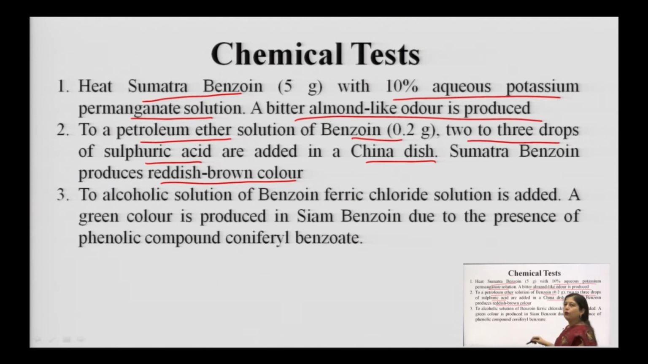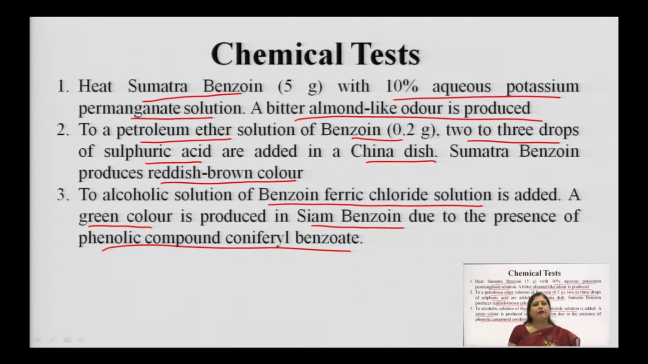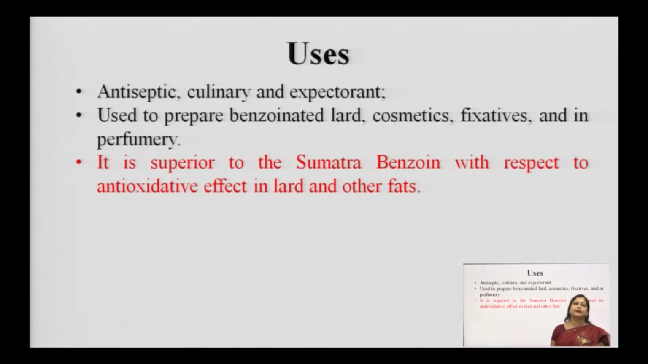And then, if we take benzoin and add ferric chloride solution in alcohol and leave it, what will happen? Siam benzoin will produce a green color due to the presence of the phenolic compound coniferyl benzoate. So, coniferyl benzoate is responsible for the green color produced when benzoin is mixed with ferric chloride. So, we can differentiate between Siam benzoin and Sumatra benzoin using the chemical test.